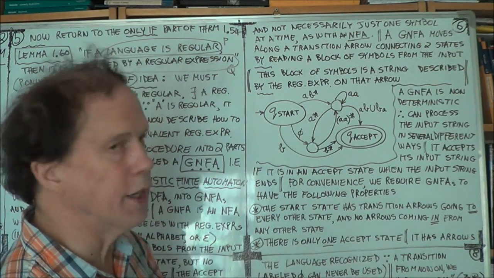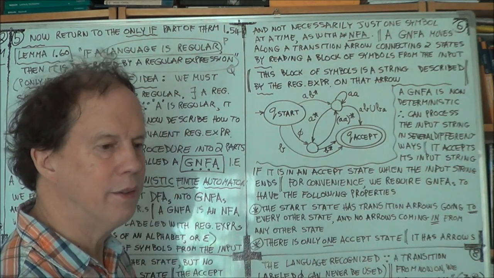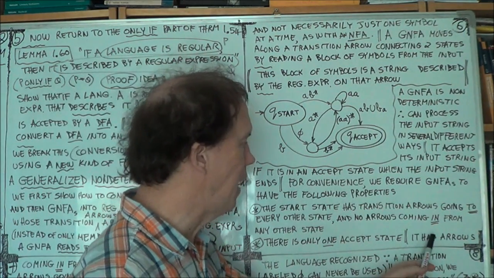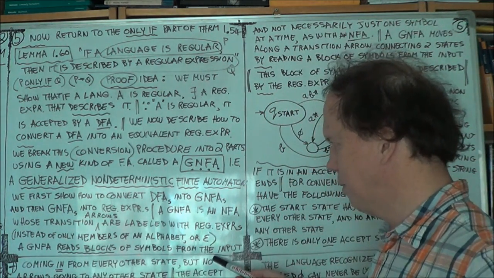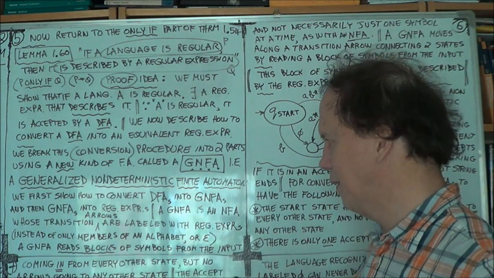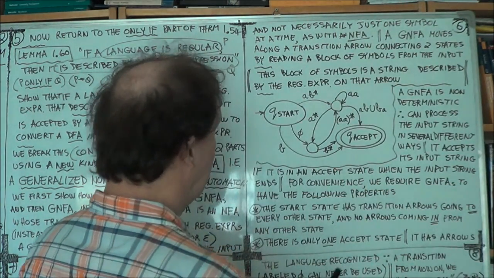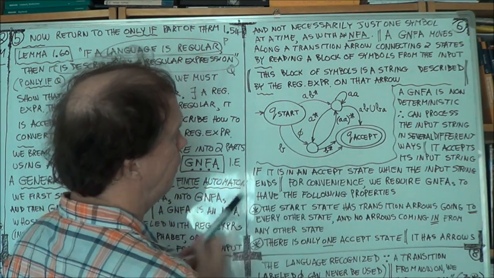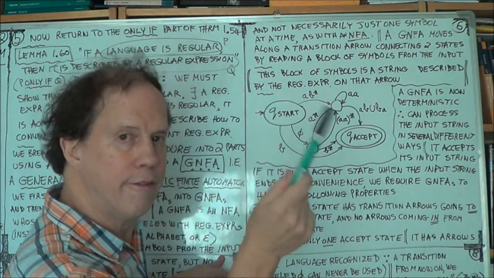There's only one accept state. In a GNFA, only one accept state. That's what it says here, and that accept state has arrows coming in from every other state. So the accept state, there's only one of them, and it will have transition arrows coming into it from every other state.